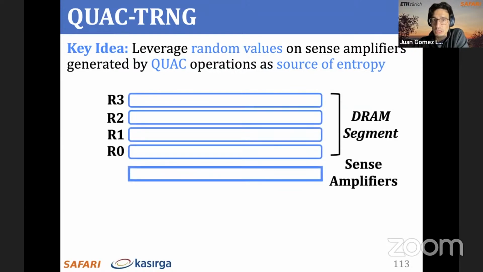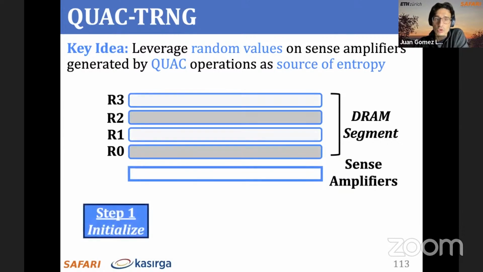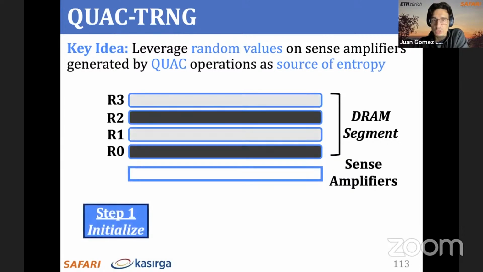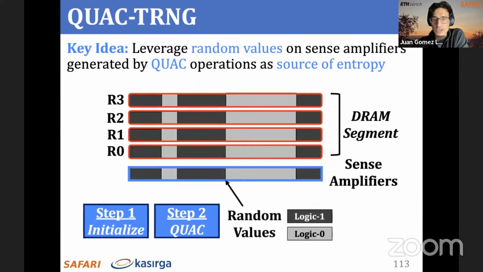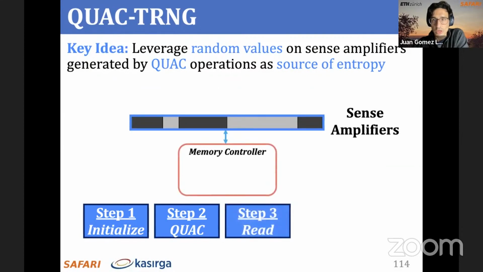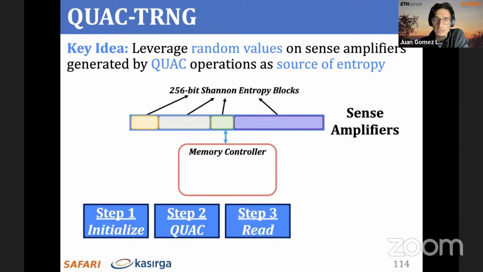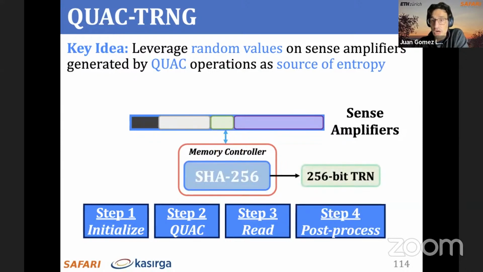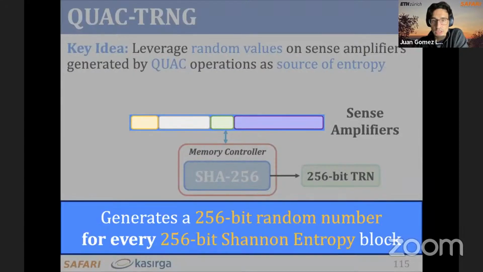So this is what we call a DRAM segment for different rows containing 0s and 1s, as we have seen before. In the second step, we perform the quadruple row activation, and this generates the random values, logic 1s and logic 0s. Now what we do with the contents of the sense amplifier is dividing them into 256-bit Shannon entropy blocks, and these Shannon entropy blocks are used to generate the true random numbers, 256-bit true random numbers. So that's essentially the idea of QUAC.